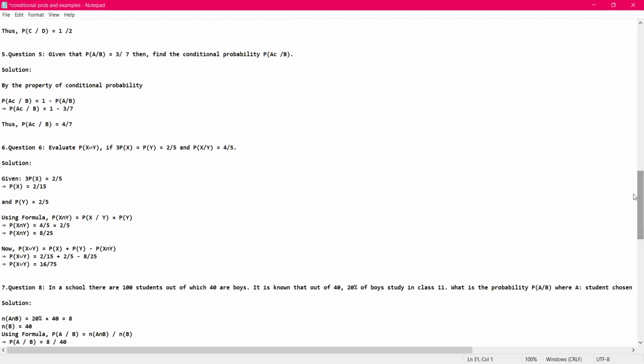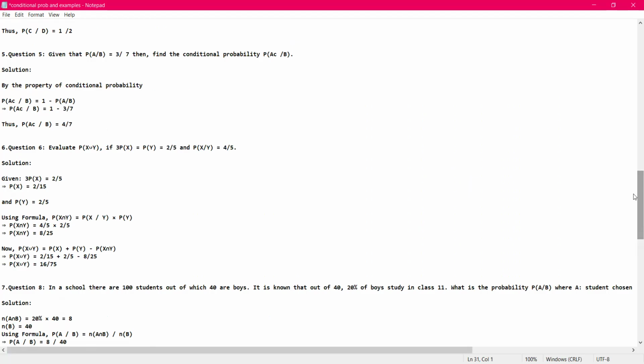Given that the probability of A given B is 3 by 7. Already we know the conditional probability value, that is 3 by 7. Find the conditional probability of A complement given B. So how can we write it? We already have the property: P of A complement given B equals 1 minus P of A given B.